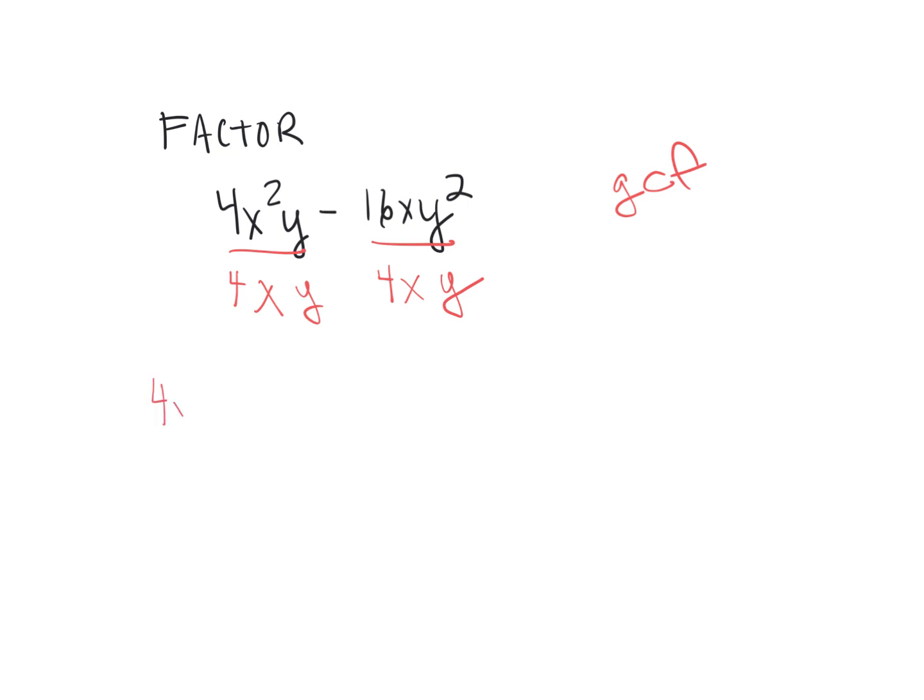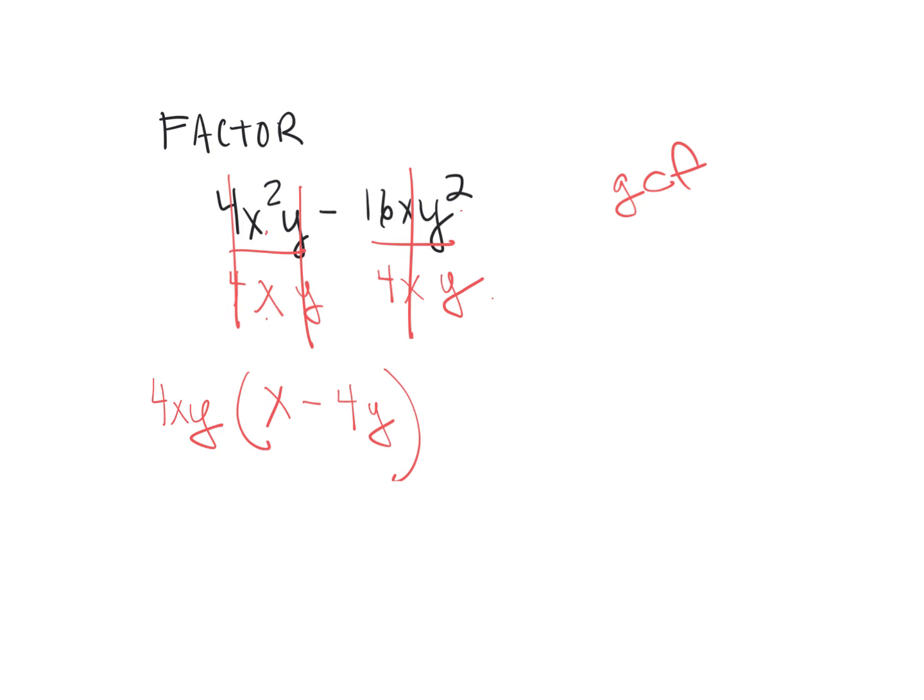So remember, we always write our greatest common factor on the outside of our parenthesis. And then we look at these two individual problems. So here's our first one. Our 4's are going to cancel out. X squared over x will leave us 1x. Our y's will cancel out. When we go to our next problem here, I'm going to take negative 16 divided by 4. That is going to give us a negative 4. Our x's will cancel out. Y squared over y will leave us y to the first.